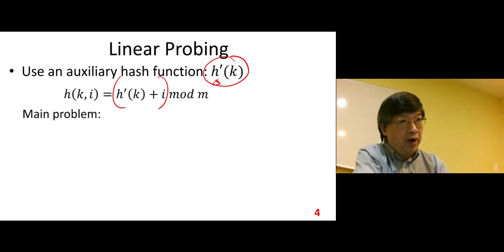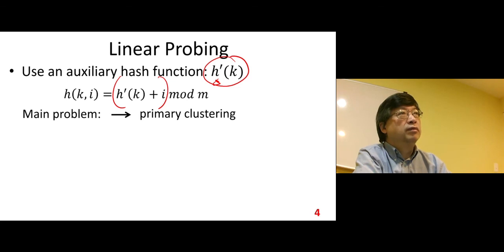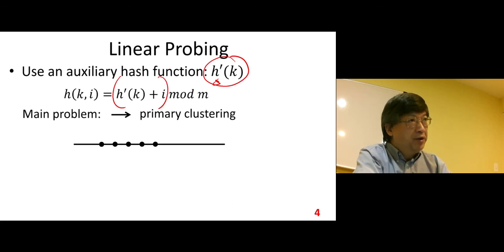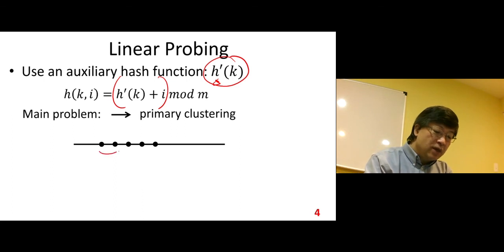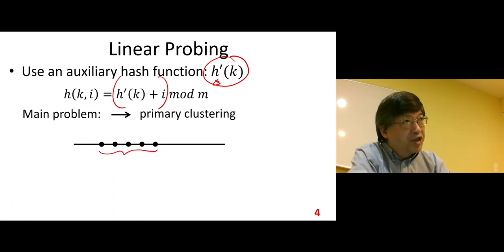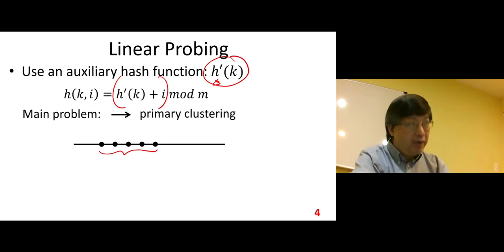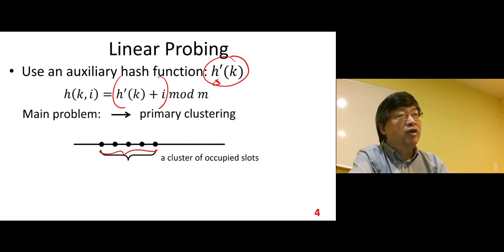That problem we call the primary clustering problem. So what is the primary clustering problem? Let me use a simple diagram to explain it. Suppose we have a hash table. Here you can see a block of slots occupied by existing data items. A block, a cluster. So it is a cluster of occupied slots.